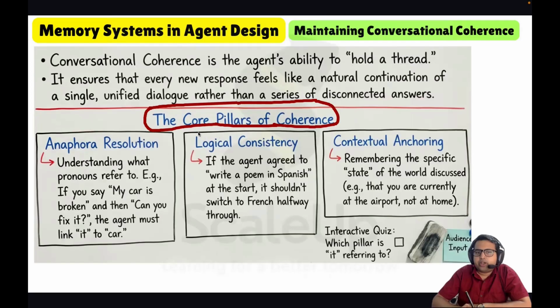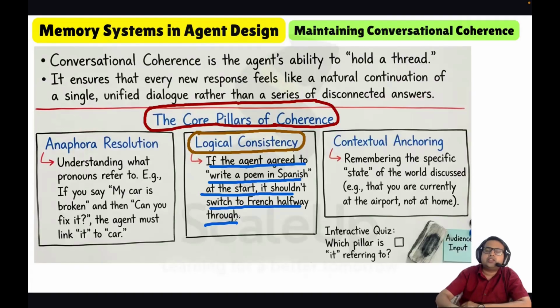Now the second very important core pillar of coherence is logical consistency. If the agent agreed to write a poem in Spanish at the start, it should not switch to French halfway through. So logical consistency is very important. Whatever system prompts we are giving to an agent, the agent should strictly follow them throughout the entire conversation. It should not happen that in the middle, it starts behaving in a different way. So logical consistency is the second core pillar of coherence.